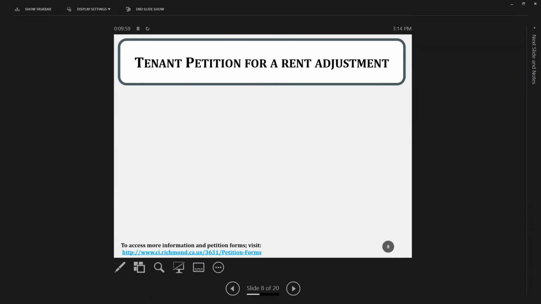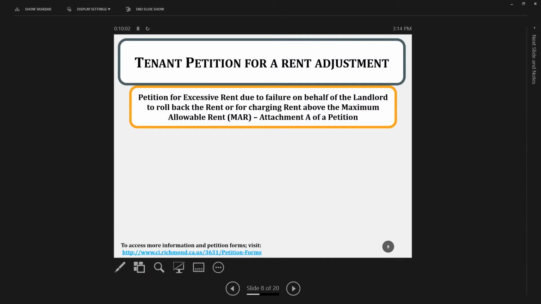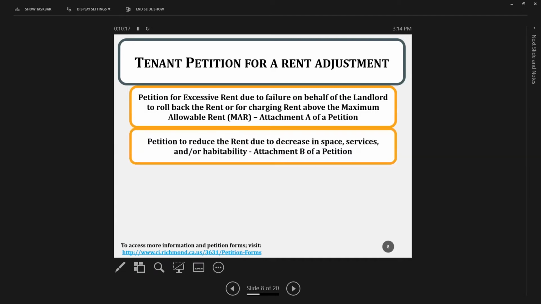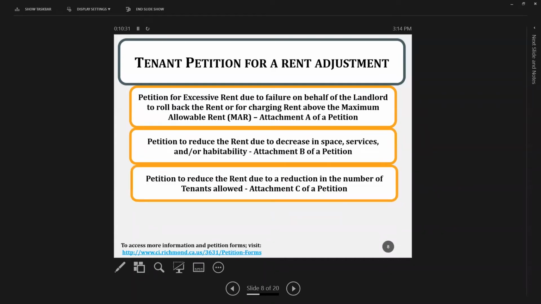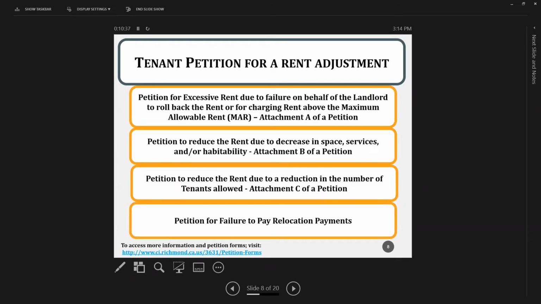Tenant petitions for rent adjustment. Tenants have the right to file a petition on various grounds for the rent adjustment. The grounds consist of excess rent due to overcharge above the maximum allowable rent, a decrease in space or services, substantial deterioration of the rental unit, or documented habitability issues. Tenants can file for a reduction in the number of tenants allowed. Finally, petition for failure to pay relocation payments.